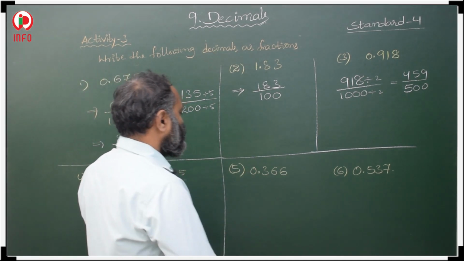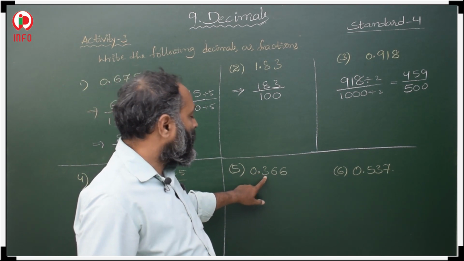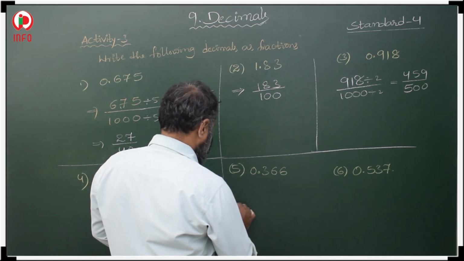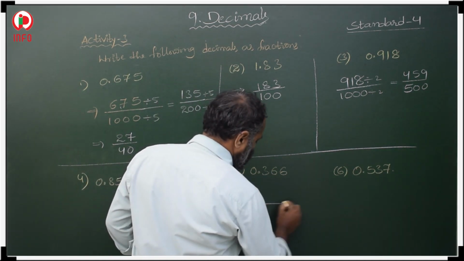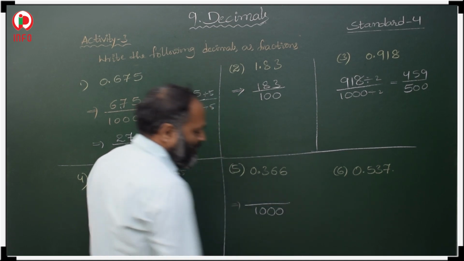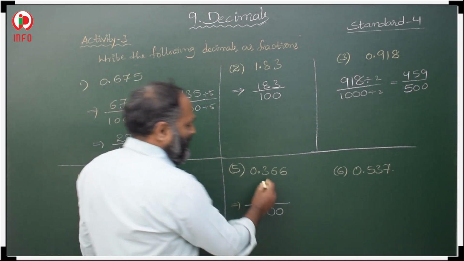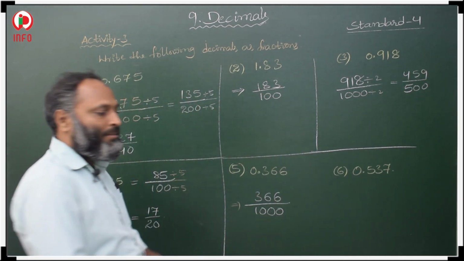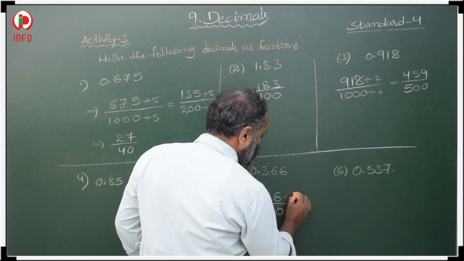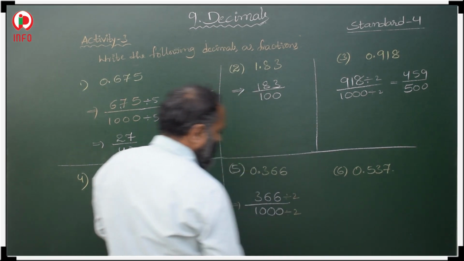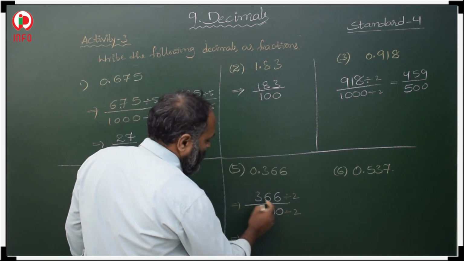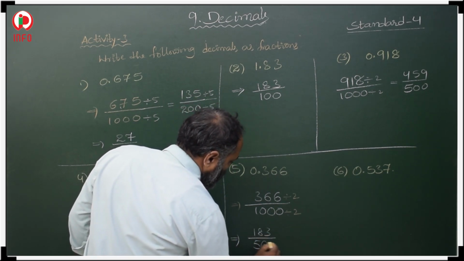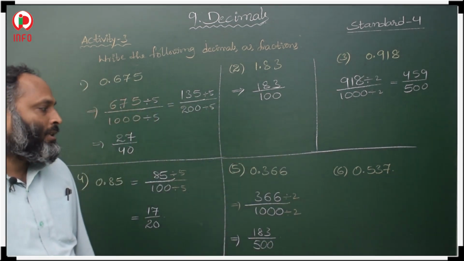Now here 0.3, with tenths place, hundredths place, thousandths place, means first we have to take it by thousandths. Thousandths means by 1000, and now we have to write 366. These two are even numbers, divisible by 2. When 366 is divided by 2, what will you get? 183 by 500. So, this is the answer.